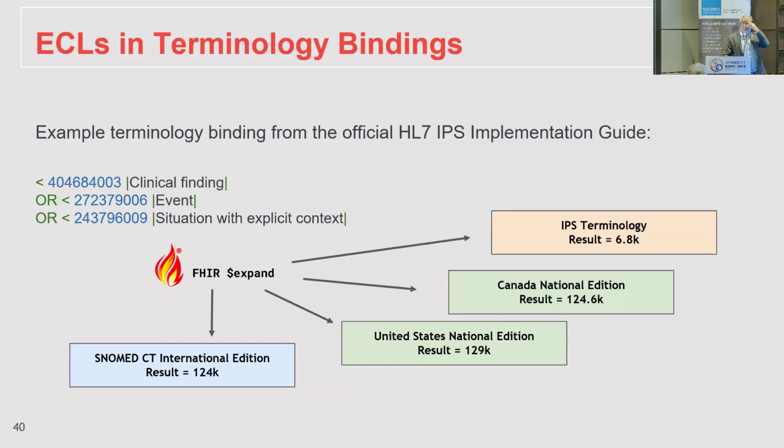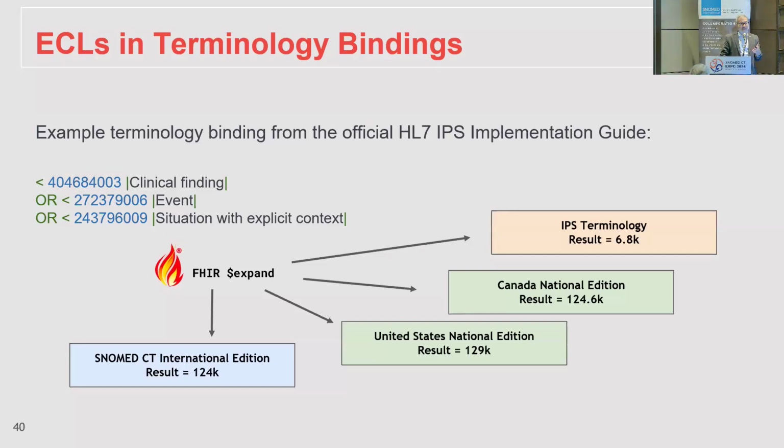And because we want anyone to be able to use the IPS with their own content, the definition is made in an abstract way. And that abstract way can be executed over any substrate. Yes, if you are working with the international edition because you're in a member country or you're an affiliate, you can expand that value set and you have 124,000 options. But if you're in the US, you will use the US edition, and the US edition adds additional content. So you have a bit more, 129,000. And maybe in Canada, you have a bit less because it's a smaller national edition.